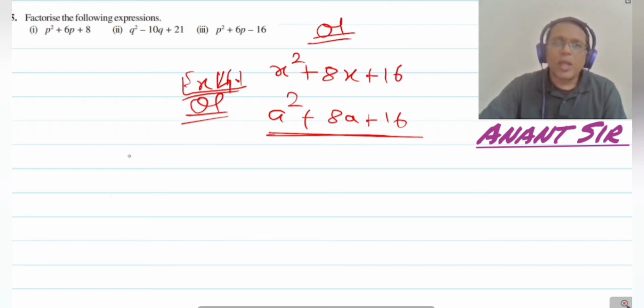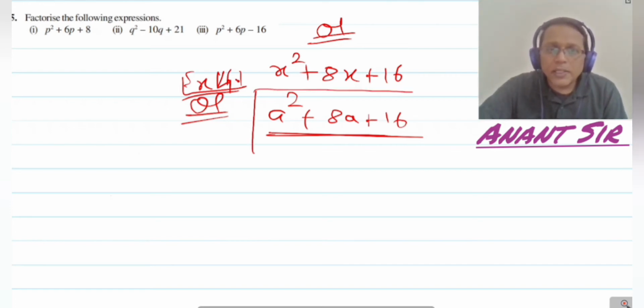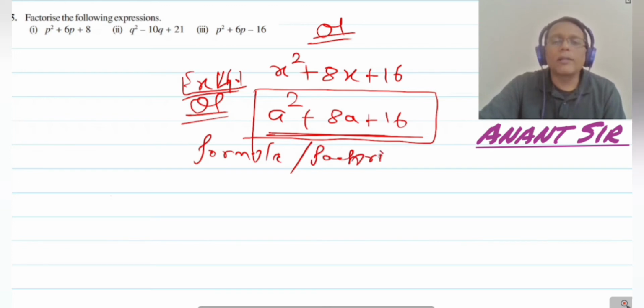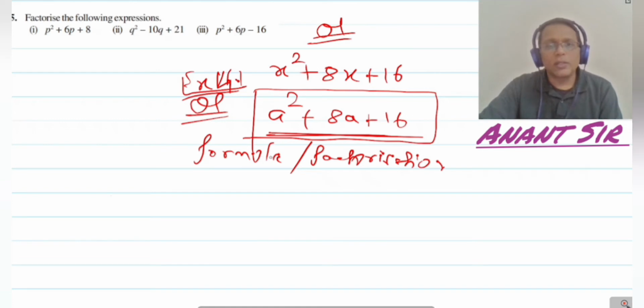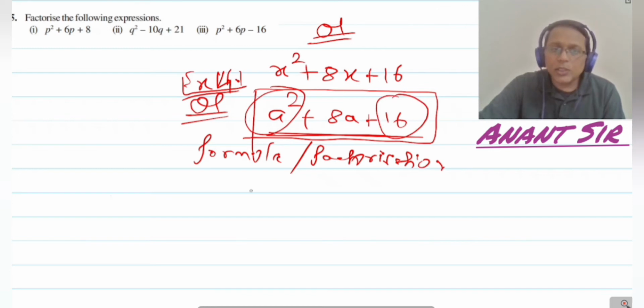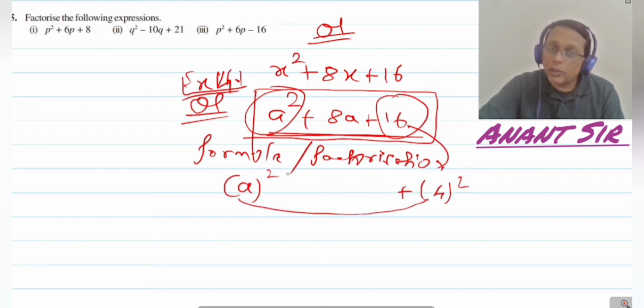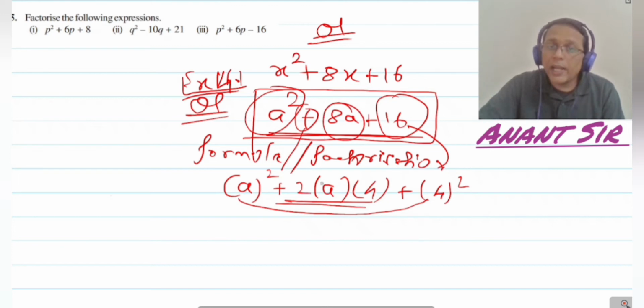So now see, this question a square plus 8a plus 16, you can solve this using the formula also, and you can solve it by factorization also. This type of question can be solved by both methods, because there are two squares here. See, a square is a square of a, 16 is a square of 4, and if you multiply these two terms by 2, giving the sign of the middle term as it is, you get the middle term 8a.